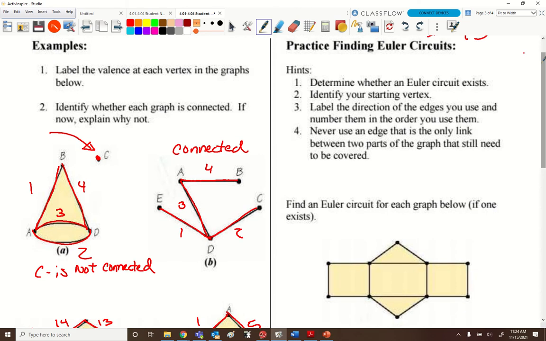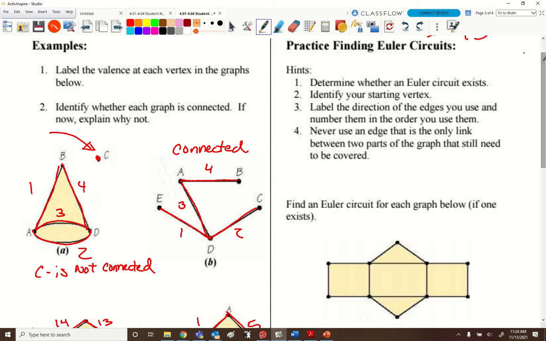Now, for this next one here, it says practicing Euler circuits. Determine whether a Euler circuit exists. Let's pretend like I paid attention last week. We're just pretending at this point. You don't have to throw anyone under the bus.